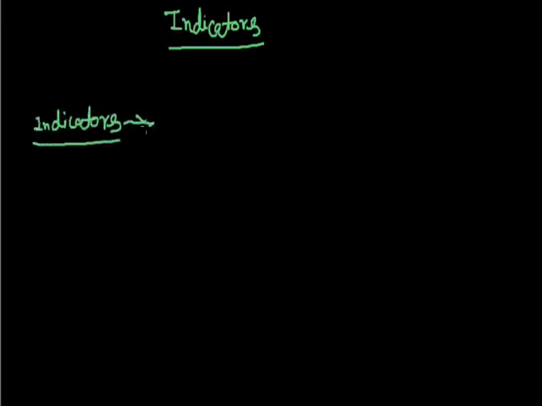The indicator changes its color very close to the equivalence point, and not exactly at the equivalence point. It is called the end point. Now we will discuss which types of substances are used as indicators. Basically, as indicators we use a weak acid or weak base.